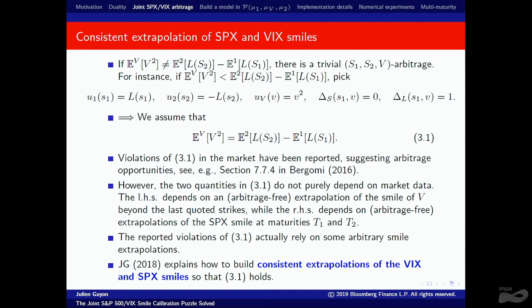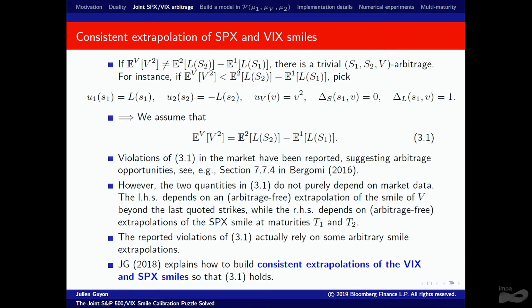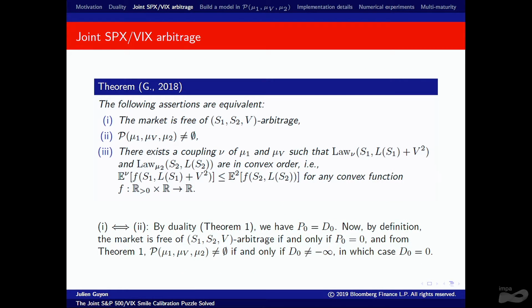Well, then I can tell you that I can change the extrapolation of one of both sides to make them equal. And then the arbitrage disappears just because you changed some implied volatilities for very large or very low strikes. So it's not indicative of any arbitrage to me. This I agree. Okay, so what I do in the numerical experiments is I will always consistently extrapolate the VIX and S&P smiles so that this equality holds in all my numerical experiments.